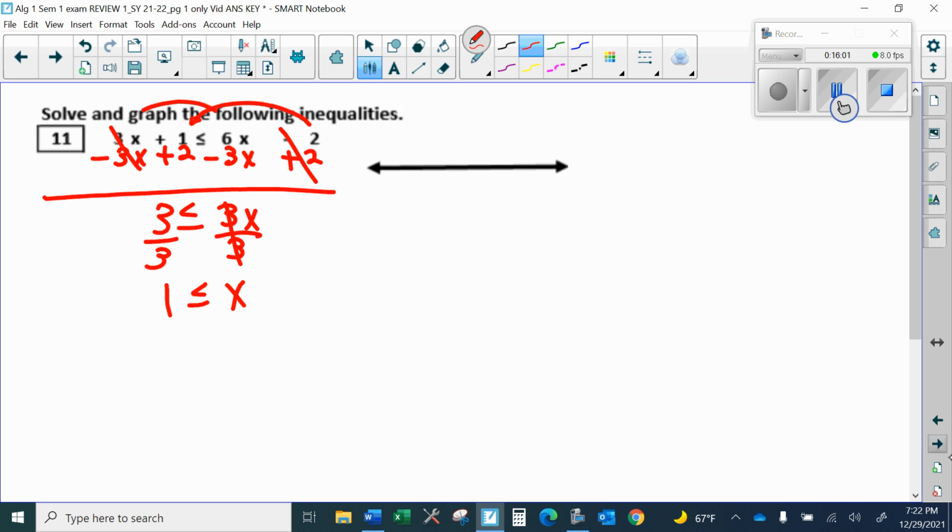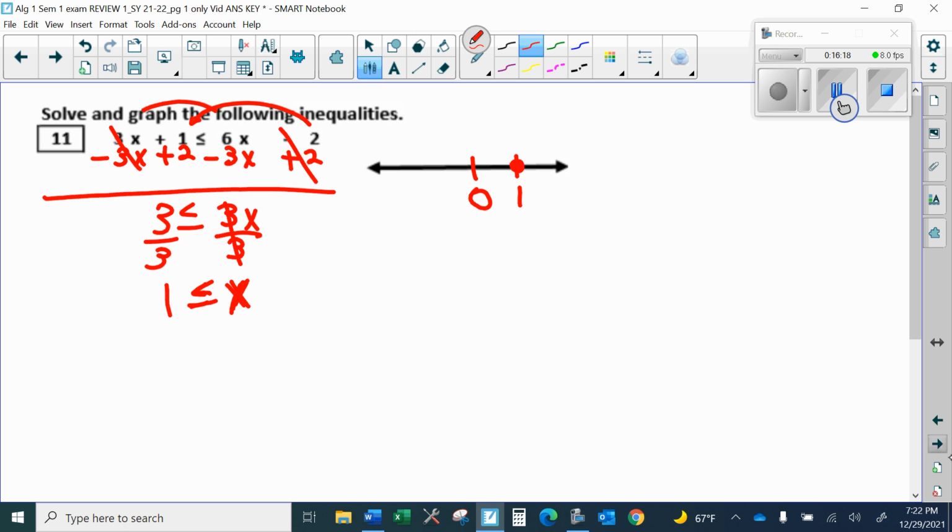So now I need to graph that. I remember I always read from the x side. X is greater than or equal to 1. So I put a 1 here. Okay, greater than or equal to. Since it's got an equal sign, I put closed circle. If there was no equal sign there, I put an open circle.